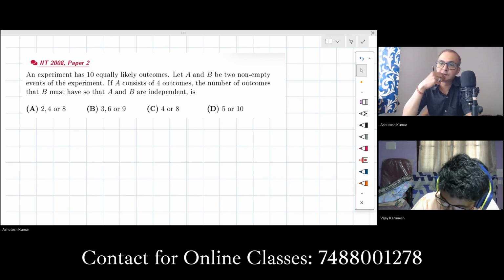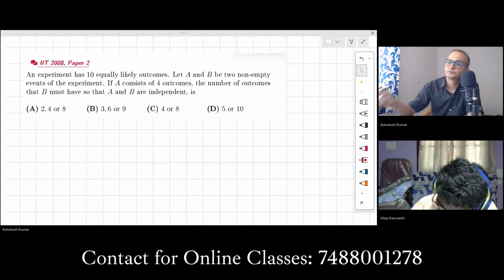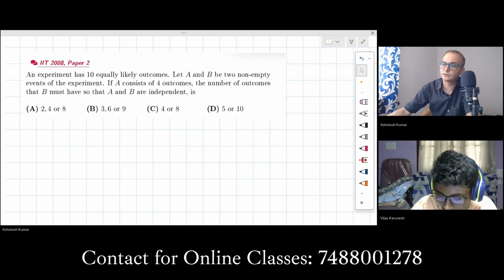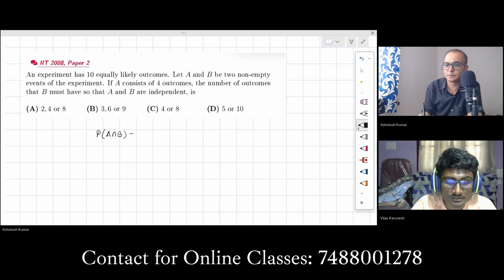An experiment has 10 equally likely outcomes. Let A and B be two non-empty events of the experiment. If A consists of 4 outcomes, what is the number of outcomes that B must have so that A and B are independent? You know that if I say probability of A intersection B is 0, let me recall that. Independent.